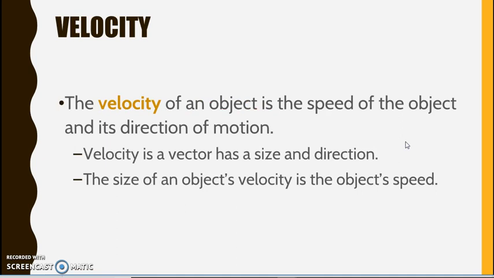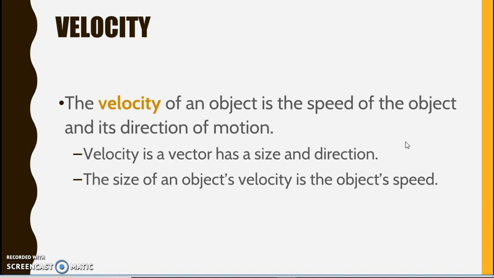All right, the last thing we need to talk about is velocity. Velocity is really simple. It's just speed with a direction. That's it. It's just more specific speed. Speed tells you how fast something's going, but velocity just describes it in a little more detail and tells you how fast it's going, plus what direction it's moving in. So velocity has a size and a direction, and the size is the object's speed.